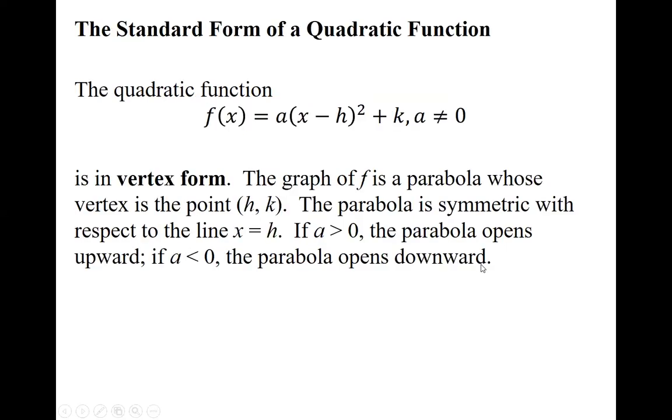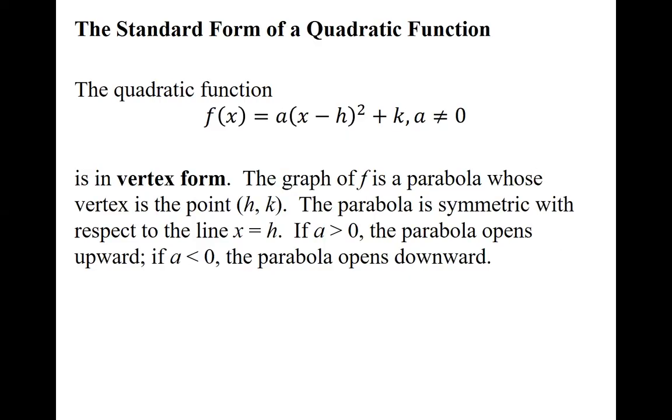So the quadratic function in vertex form looks like this. f of x equals a times, in parentheses, x minus h, squared, plus k, where a doesn't equal 0, because if a equaled 0, this whole term would go away and we wouldn't have a squared anymore. And the squared is what makes it quadratic.